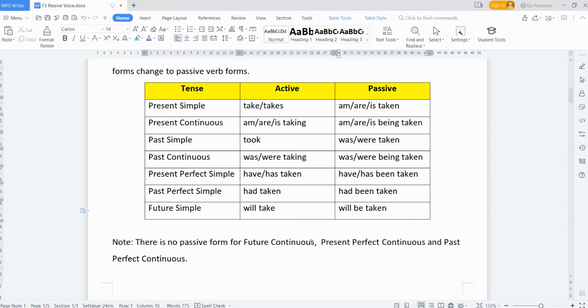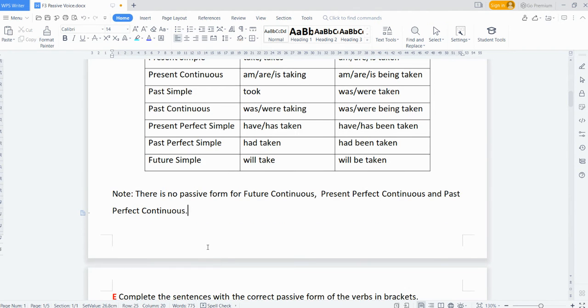Present perfect continuous, have been crying, semua tu tak ada. Past perfect continuous, had been, ing pun tak ada passive voice. Okay, it's gonna be illogical lah for you to have that.